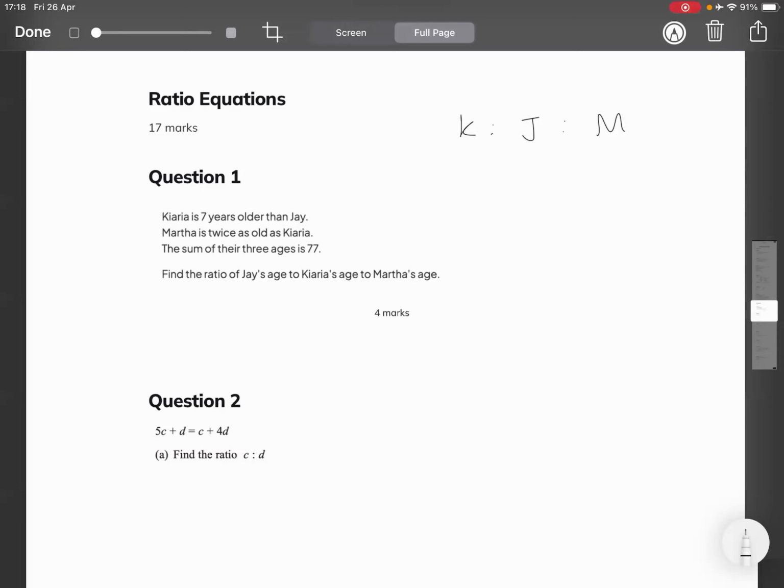Who's younger? Kiara, her name is. I mean, sorry, Jay. Jay's youngest. And who's younger out of Martha and Kiaria? All right, cool. Martha is twice as old. So Jay's the youngest.